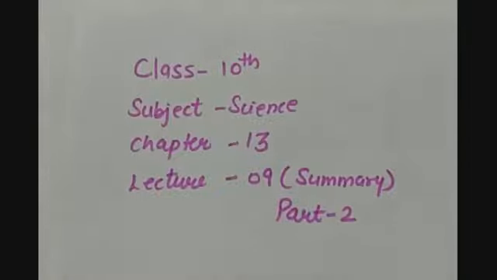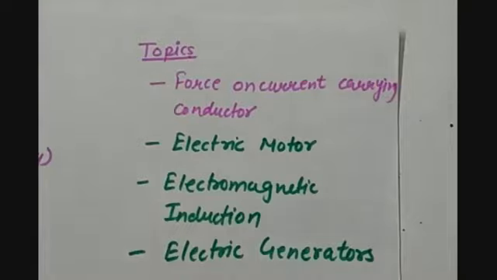This video is for class 10 subject science chapter number 13, that is magnetic effects of current, and this is lecture number 9, summary lecture part number 2. So dear students, in summary part 1 we have done the magnetic field produced due to a straight conductor, magnetic field produced due to a current carrying circular loop, and the magnetic field produced due to a solenoid.